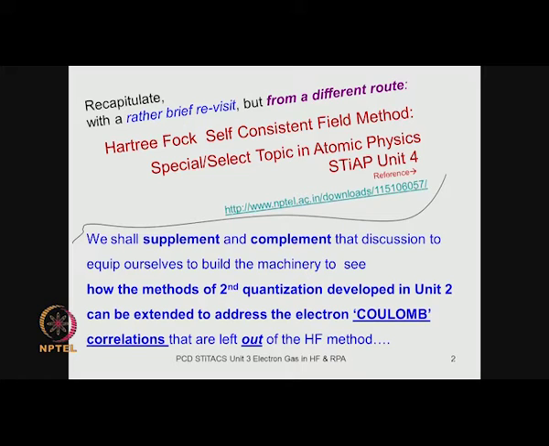the Hartree-Fock. The Hartree-Fock, as we know, includes the exchange correlations or the statistical correlations, the Fermi-Dirac correlations as we refer to them, but not the Coulomb correlations, which are the many body effects, and our intent is to address these Coulomb correlations.